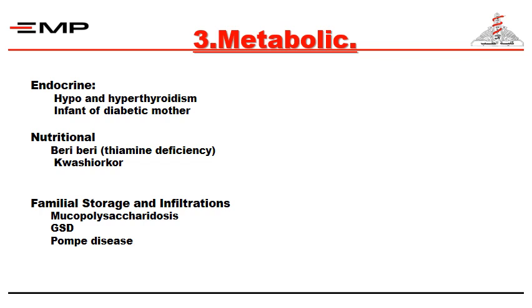Nutritional disorders as beriberi, which is thiamine deficiency, lead to heart failure secondary to myocarditis and cardiomyopathic changes. So is kwashiorkor. Familial storage and infiltrations like the mucopolysaccharidosis, glycogen storage disease, and Pompe disease, these are inborn errors of metabolism in which there is an enzymatic deficiency that leads to accumulation of material in the tissues, and included in these tissues is the heart. When it is laid in the heart, it might lead to cardiomyopathy, myocarditis, or valve affection.